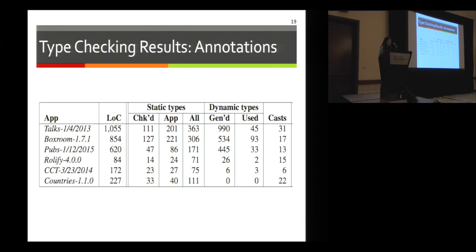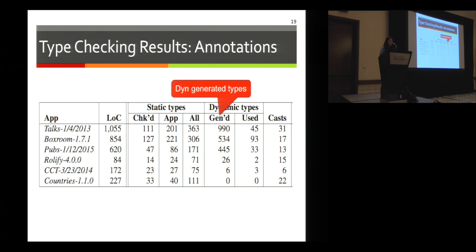And this is a table showing our type checking results. First, we counted the lines of code in every application, and those range from 84 to over 1,000. And then we measured the number of methods that we actually static call. Those range from 14 to 127. And then we measured the number of checked plus types with trusted annotations. And finally, we measured the checked methods plus the Ruby core and standard library types.